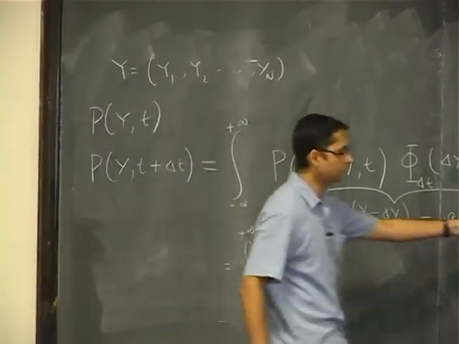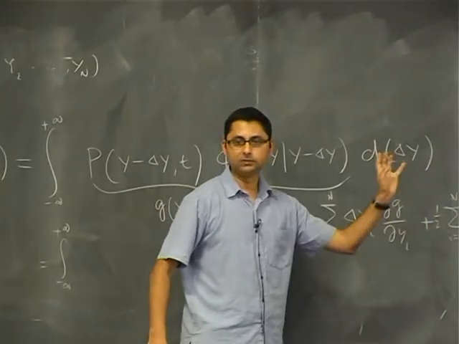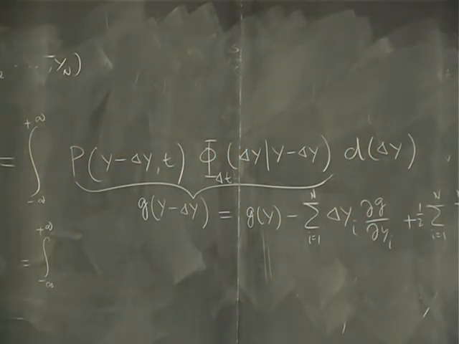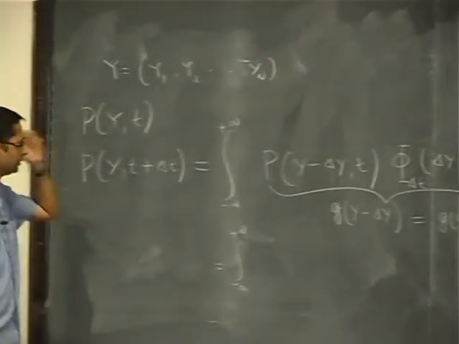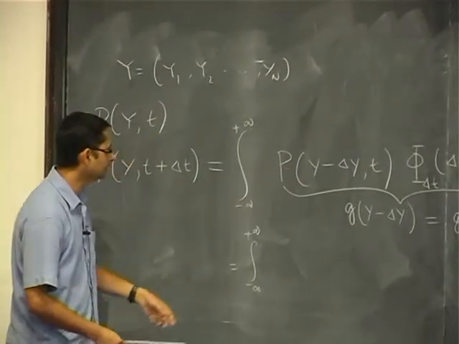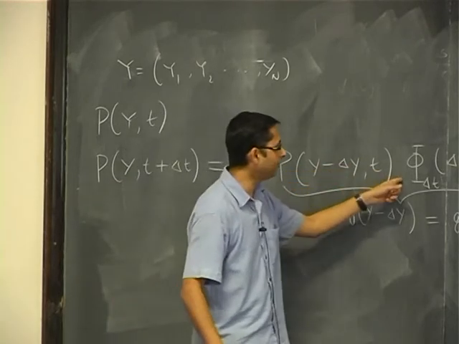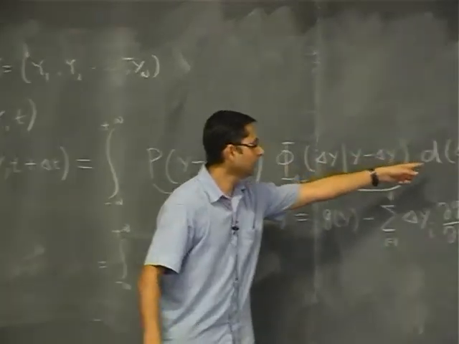So this will be with respect to all variables, right. This is a Taylor series expansion if you have many variables. So now what about the first one? First one is p of y times phi of y, and then this one, right?